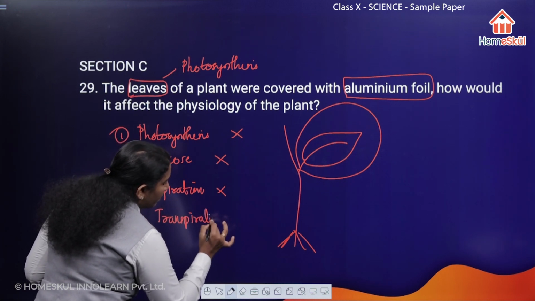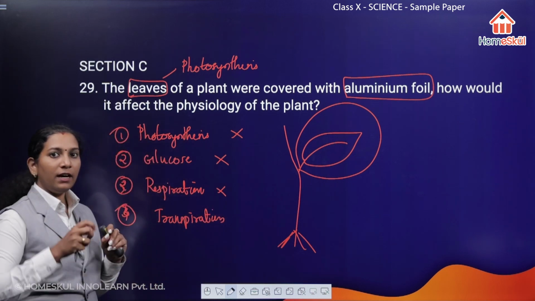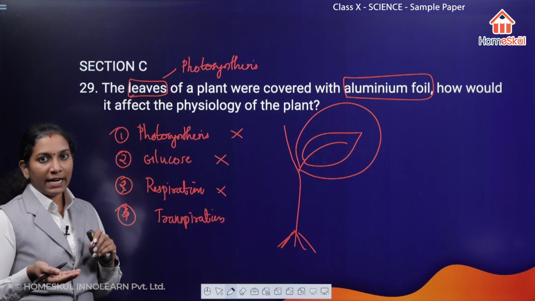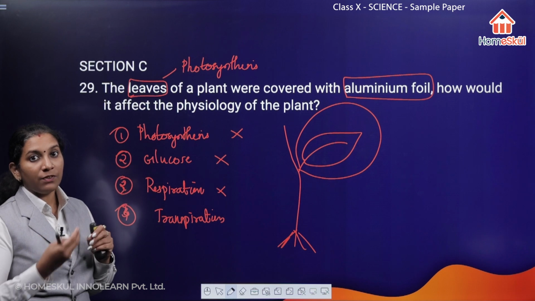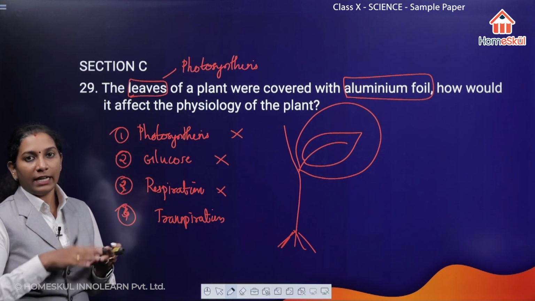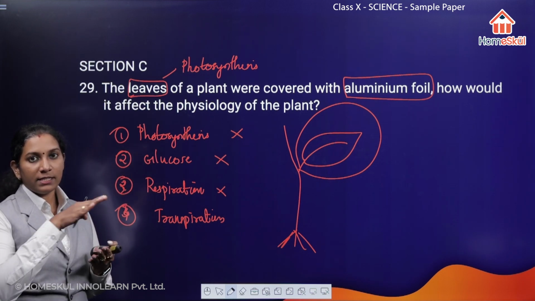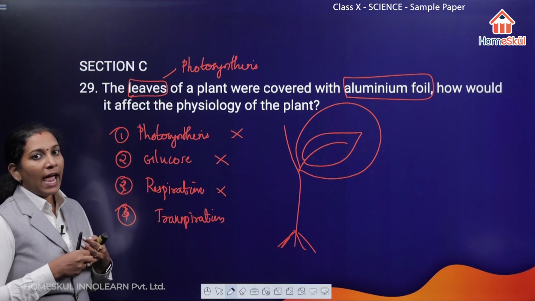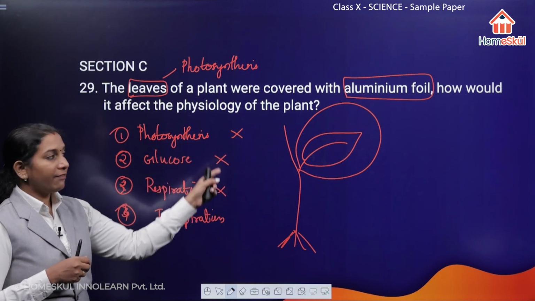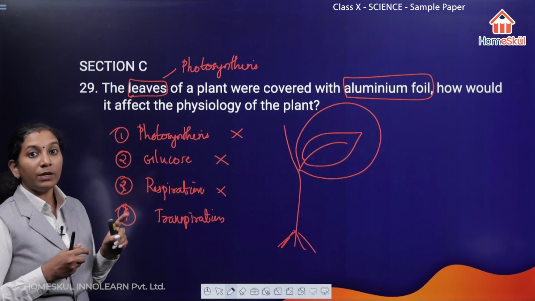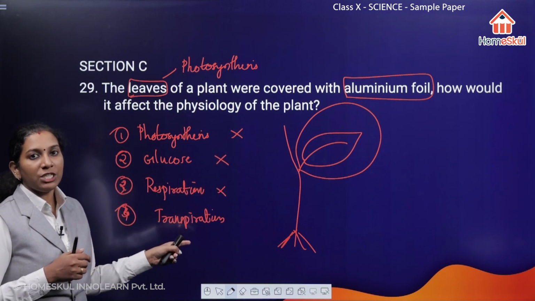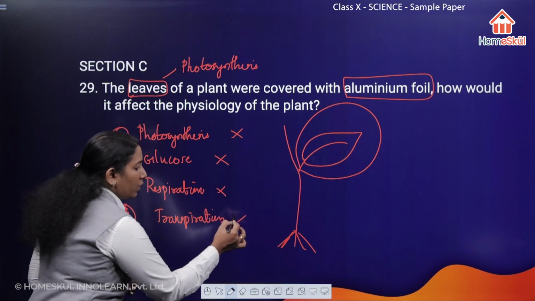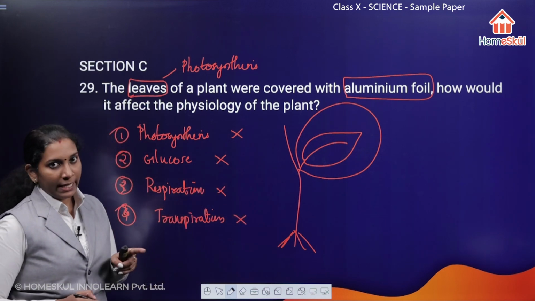Transpiration, you know what transpiration is? It is the elimination of water content in the form of water vapor from the surface of the aerial parts of the plant, that is, from the surface of the leaves. That is transpiration. And when the leaves are covered with aluminium foil, what will happen? Transpiration does not occur, so the water content will not get eliminated.